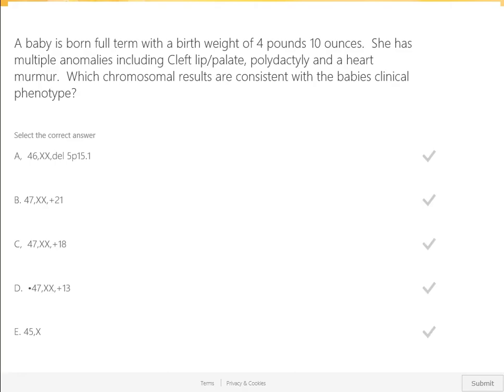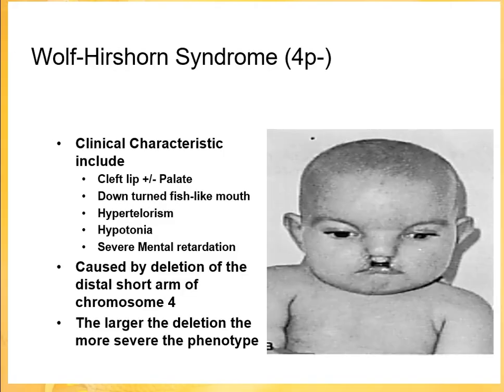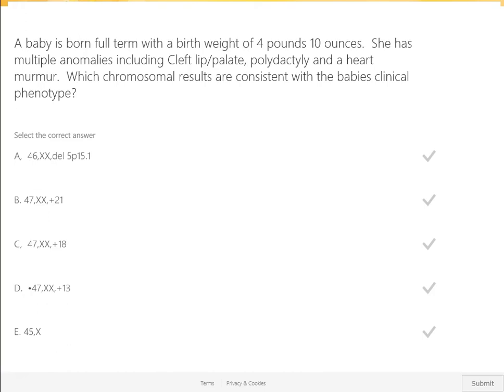And so, a baby is born full term with a birth weight of 4 pounds 10 ounces. She has multiple anomalies, including a cleft lip and palate, polydactyly, heart murmur. Chromosome results are consistent with the following clinical phenotype. 46 XX deletion 5P15.1, 47 XX plus 21, 47 XX plus 18, 47 XX plus 13, or 45X.